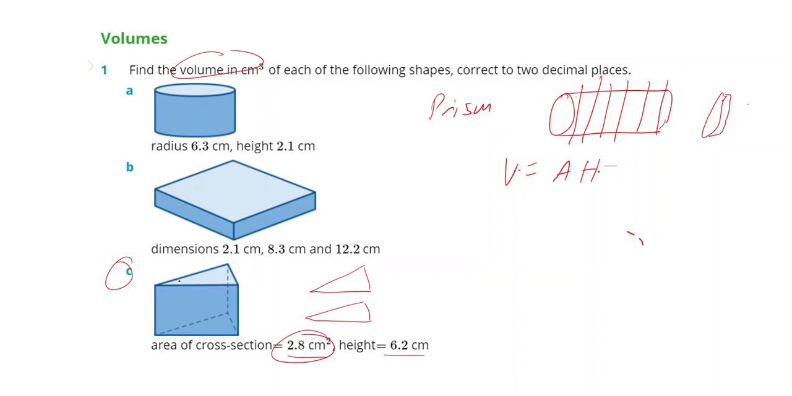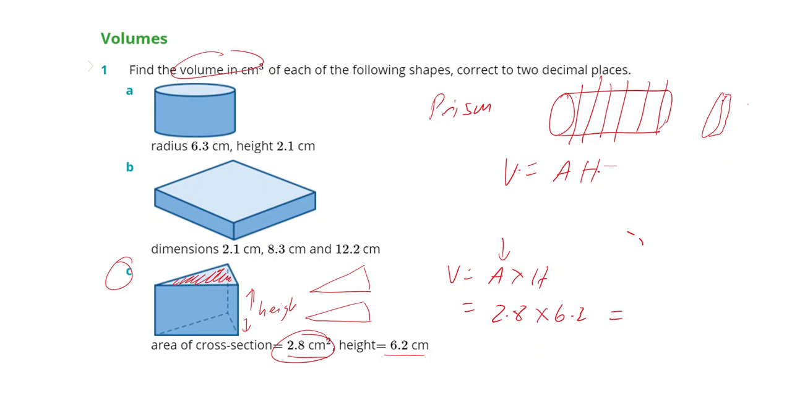Here, the area of the cross-section is actually the triangle up the top. It's the cheese, and the height is this. So volume equals cross-sectional area times the height. The cross-sectional area given to us is 2.8, and the height is 6.2. So just go 2.8 times 6.2, and you should get your answer. They've actually done the hard work for us. Usually you have to physically calculate what the area is.